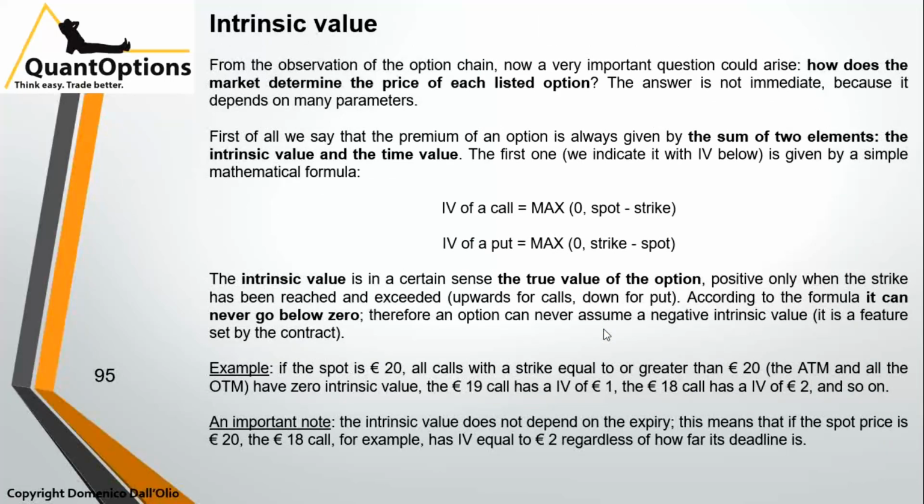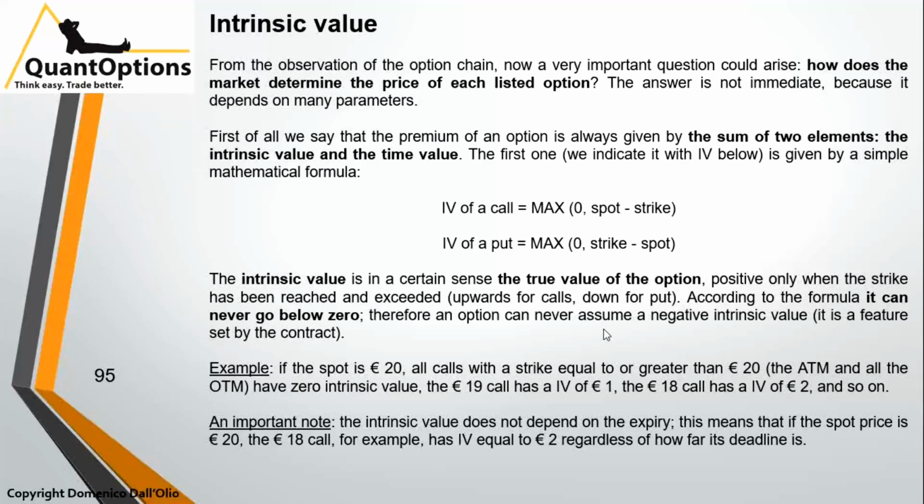This means that in the money options have an intrinsic value. Out of the money options have a negative intrinsic value, which means it's 0. For the puts, it's the opposite. It's the maximum between 0 and strike minus spot, because puts are in the money when the spot is below the strike. The intrinsic value is, in a certain sense, the true value of the option, positive only when the strike has been reached and exceeded, upwards for calls, downward for puts. According to the formula, it can never go below 0.